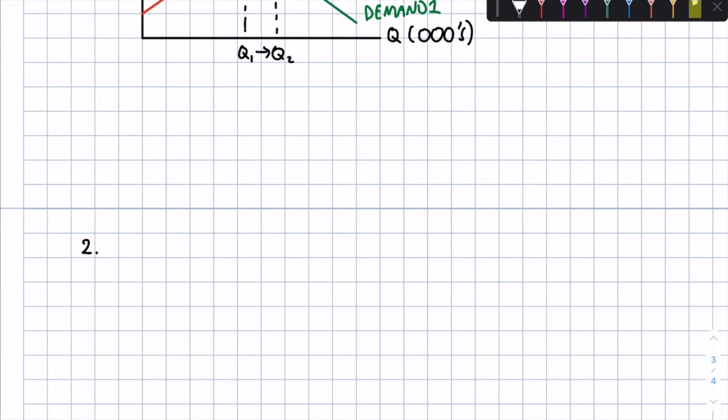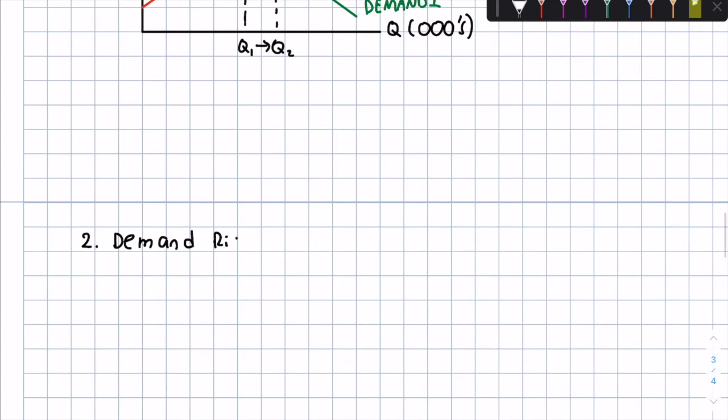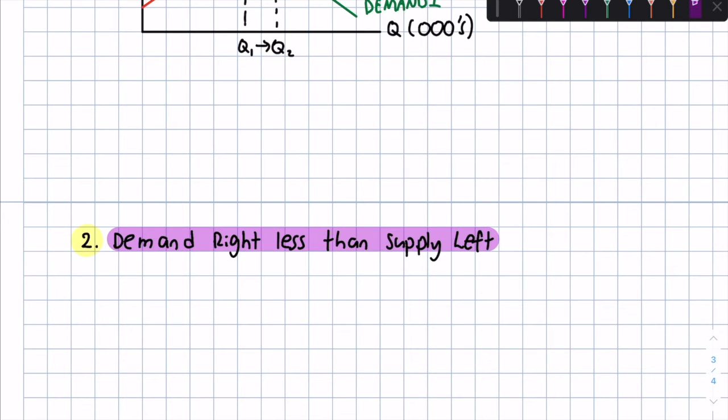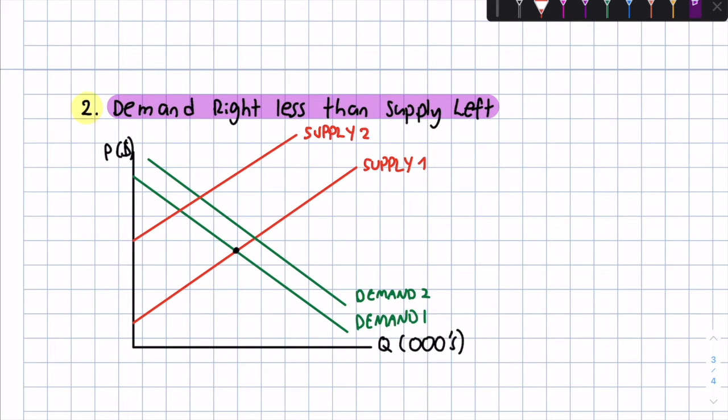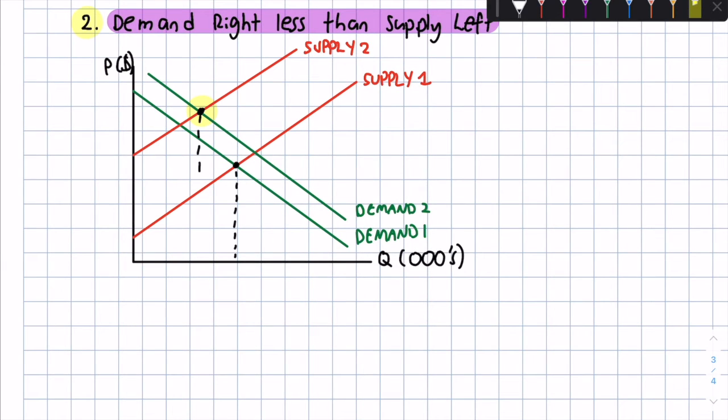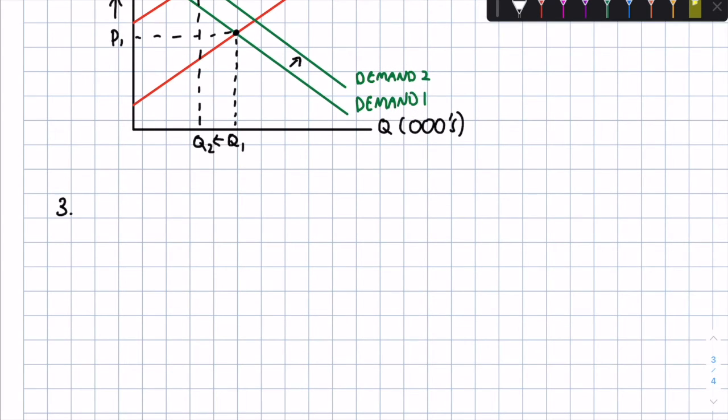The second case we're going to look at is when demand shifts right less than the supply shifts to the left. So here I've kind of copy and pasted the same diagram for time constraints here, but we can see the demand curve shifts to the right less than the supply shifts to the left. And again, we can see a higher price level, but this time we have a smaller quantity in this case. So we can see it depends on the amount it shifts.